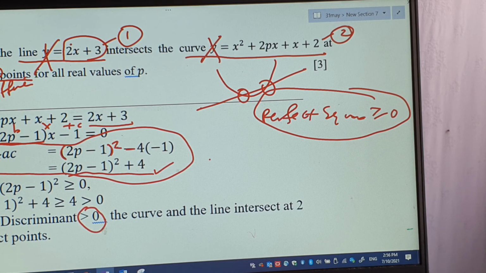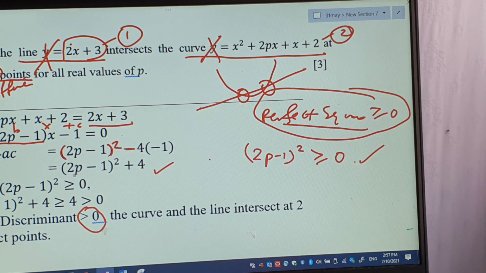So how to investigate? Start with the perfect square. Perfect square, we know that it is always greater or equal to 0. Because I can put p as half, then 1 minus 1 is 0, 0 squared is 0, that's why it's equal to 0, but it can never be negative. So this is always positive. Follow? Okay, then now, this one is done already. Okay, now we got to do the plus 4.